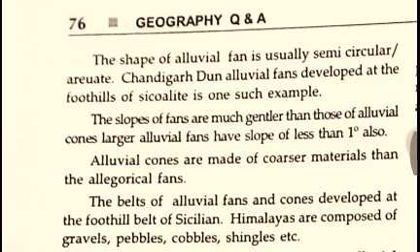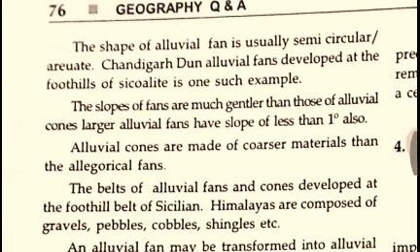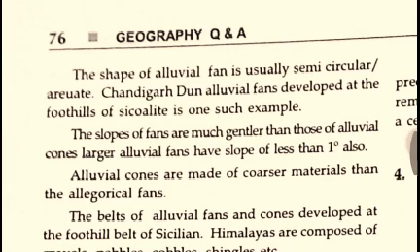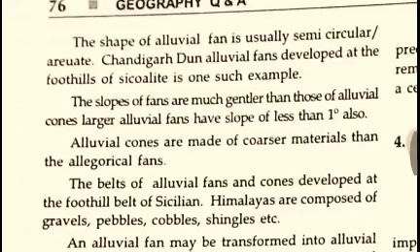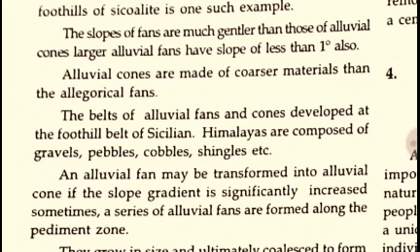In the next part, the shape of an alluvial fan is usually semicircular or arcuate. The Chandigarh alluvial fans, developed at the foothills of the Shivaliks, are one example. Next, the slopes of alluvial cones are much greater than those of alluvial fans.